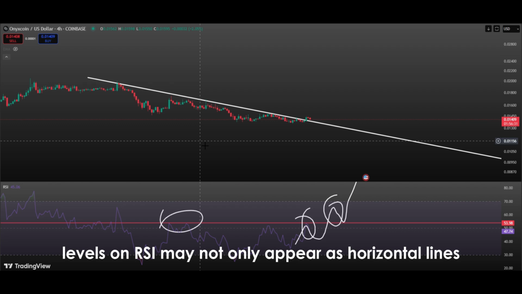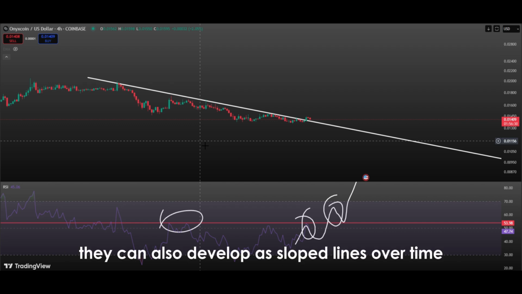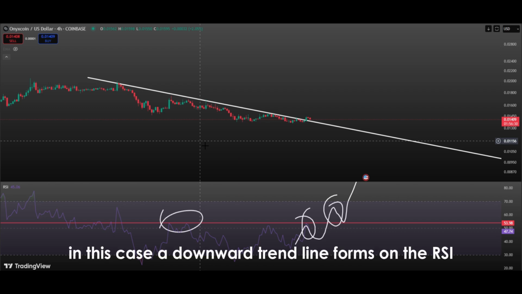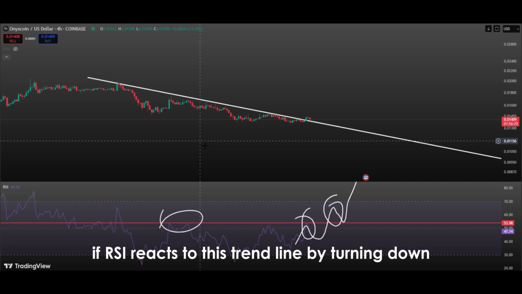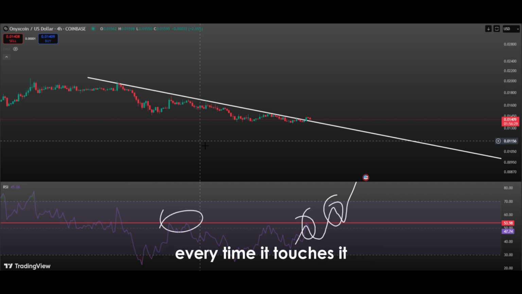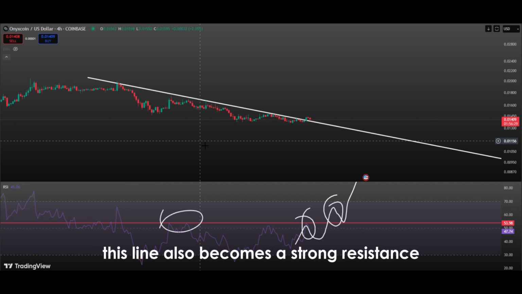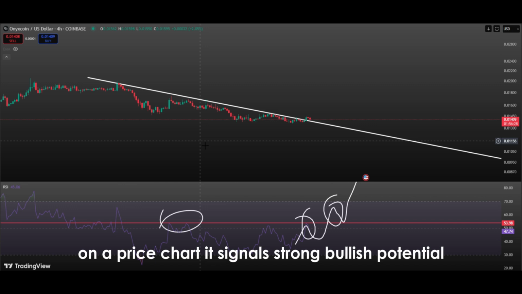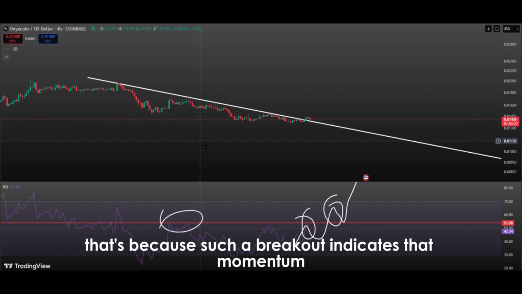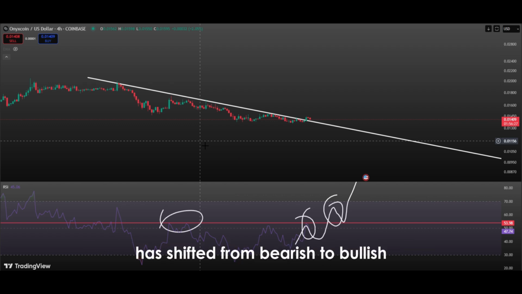Resistance levels on RSI may not only appear as horizontal lines, they can also develop as sloped lines over time. In this case, a downward trend line forms on the RSI. If RSI reacts to this trend line by turning down every time it touches it, this line also becomes a strong resistance. A breakout above this resistance line is just like breaking a downward trend on a price chart. It signals strong bullish potential. That's because such a breakout indicates that momentum has shifted from bearish to bullish.